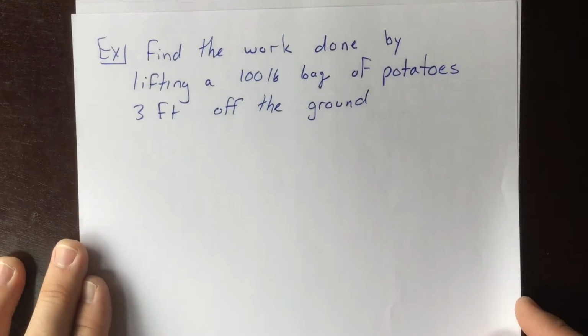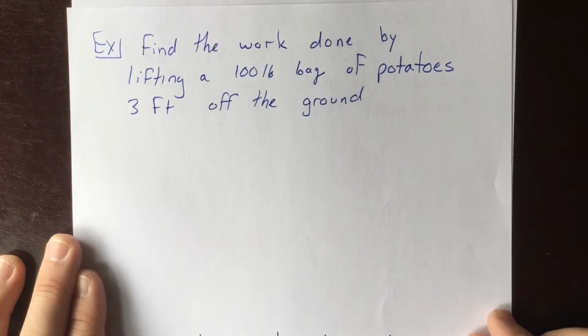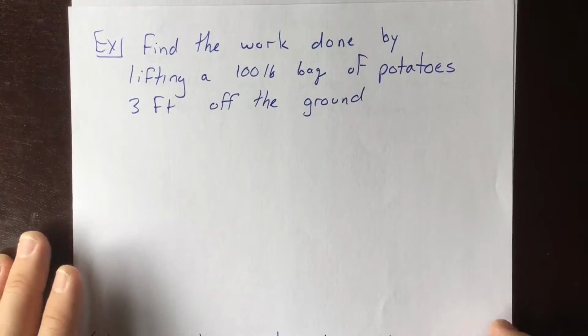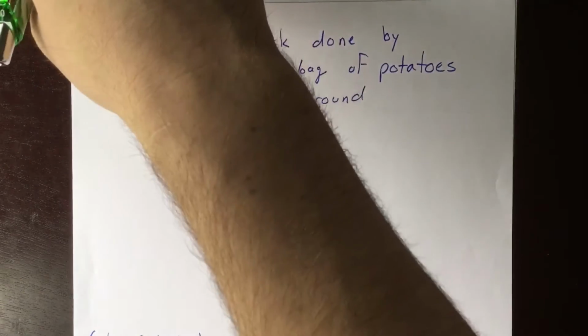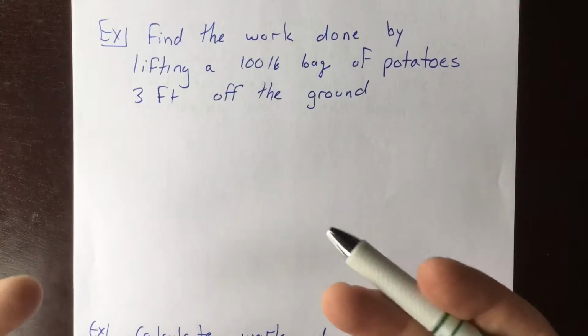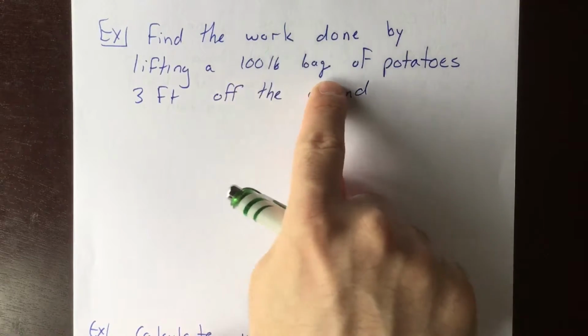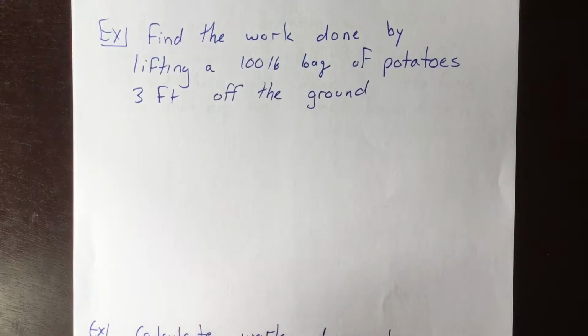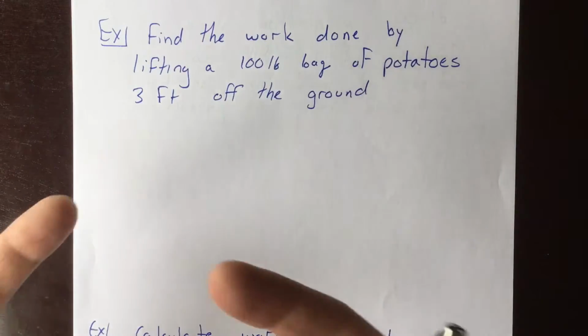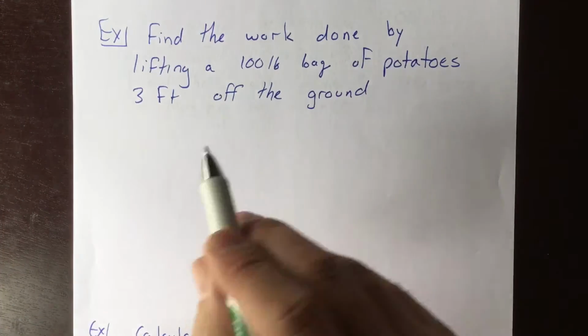Okay. So find the work done by lifting a 100-pound bag of potatoes 3 feet off the ground. All right, so we are taking a bag of potatoes and lifting it up. So in this, notice you're not given an angle measure. This 100-pound bag, that's actually the force that we're going to be using. And we have the displacement, 3 feet. So this is just straight out.